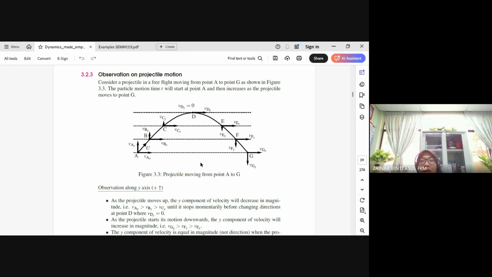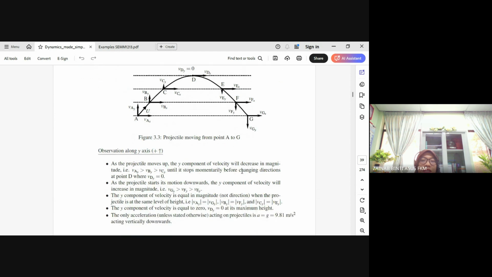If you observe the x direction, here the VBX, VCX, VDX, and then going down, VEX, VFX, and VGX, you will see that the velocities are the same. For the components of the velocity in the x direction, it will be the same along the path, the same magnitude at each point of the path. So that is the observation on the projectile motion.